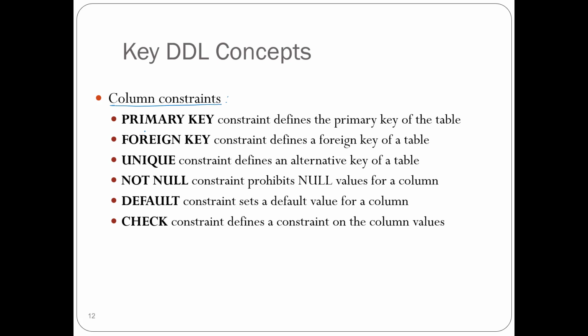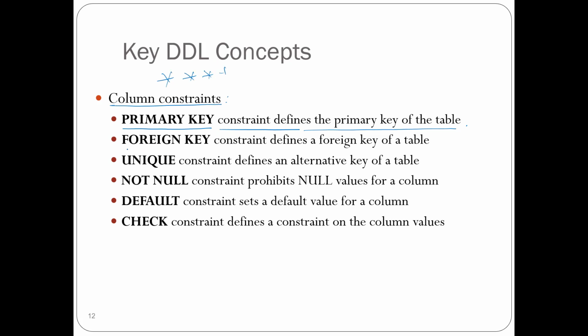For some columns, we may want to specify these constraints. For others, we may not. So let's look at some important constraints. We have the keyword primary key. Using the keyword primary key, it is a constraint which defines the primary key of a table. How? We will see that with the help of the example. Guys, this is very important.